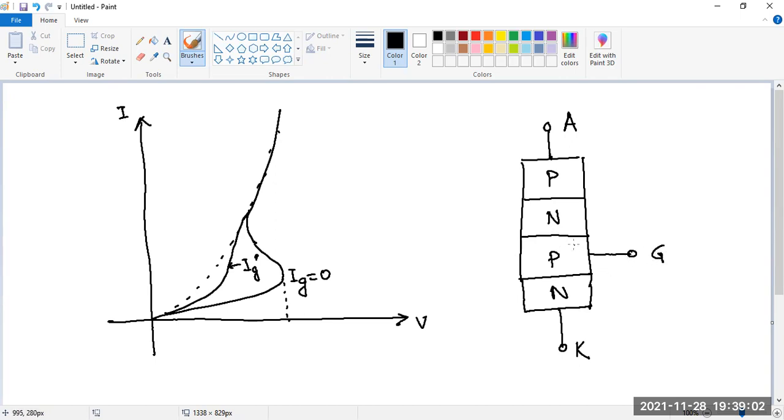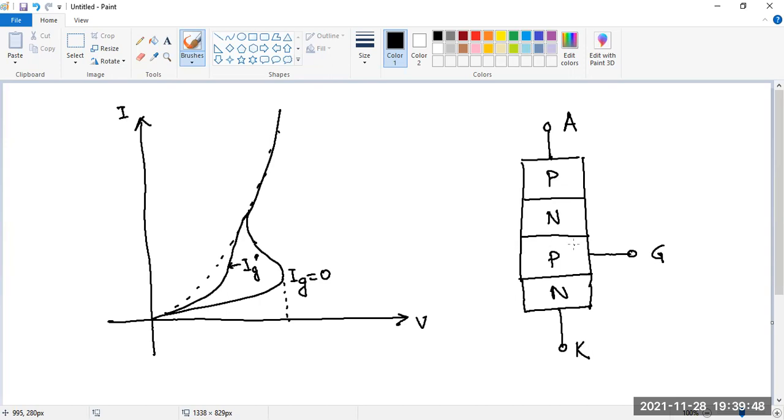So we are discussing that if we don't have any gate bias or gate current, then how the SCR can be turned on. One of the ways, as I have already mentioned, is if we apply high voltage across the anode and cathode. Why will it turn on the device? Because it will puncture that junction. If the voltage is more than the forward or reverse blocking capability, then the device will turn on.